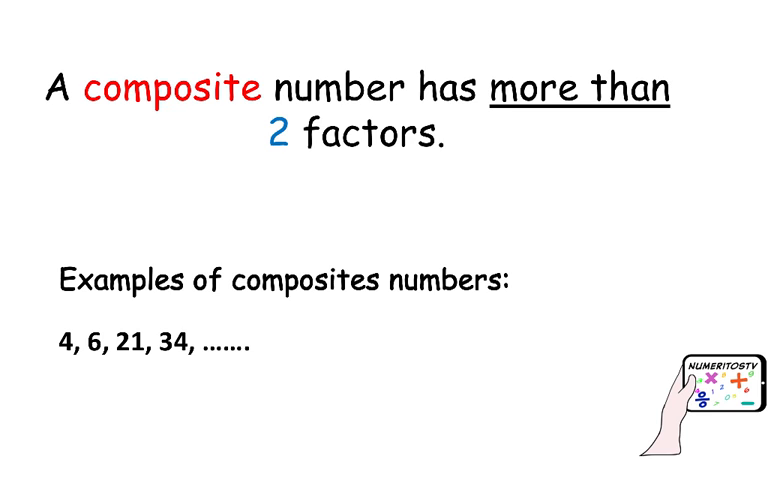What is a composite number? A number that has more than two factors. So some examples are 4, 6, 21, 34, and many more. These numbers are divisible by 1 and itself, but also by other factors.